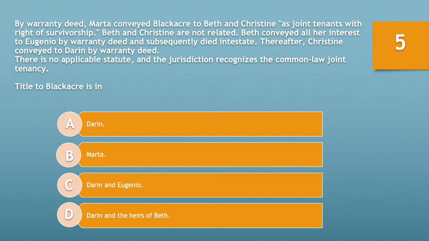Title to Blackacre is in A. Darren, B. Marta, C. Darren and Eugenio, or D. Darren and the heirs of Beth. Choose what you believe is the best answer now.